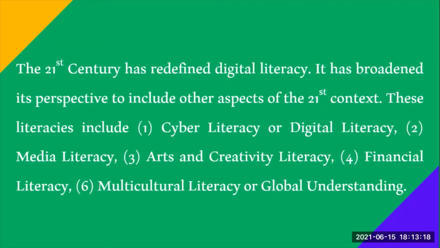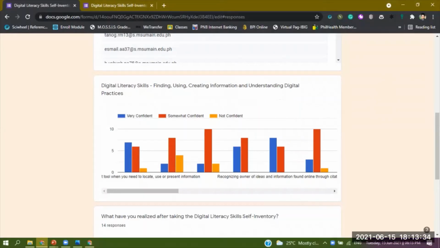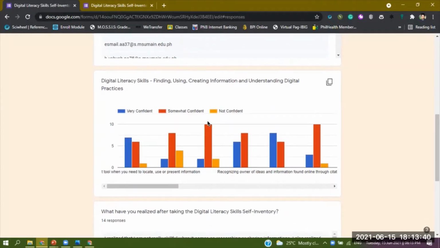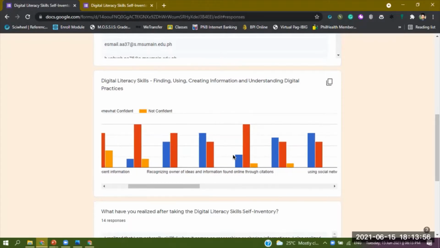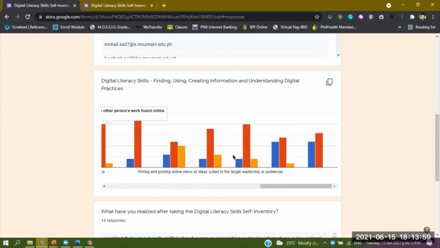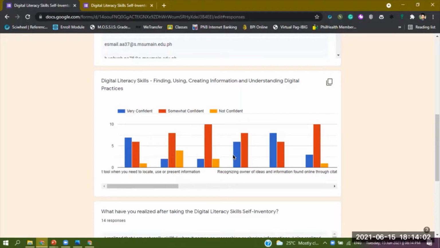But before that, I will show you the result of the digital literacy skills self-inventory of the two sections. We just have to look into it. Let's try to look at the trend. So I have here the other section of CPE107. You answered the survey, and if we look, we have three colors here. Blue is very confident, red is somewhat confident, and orange is not confident. If we look at the result here, you would notice that most of you are in between, somewhat confident.